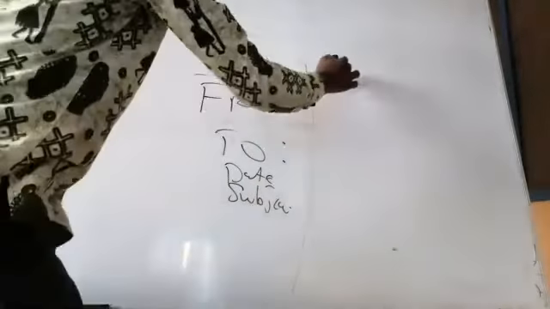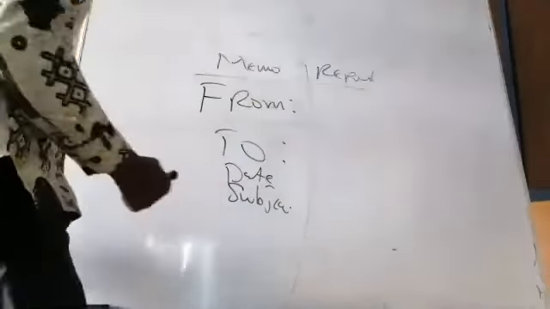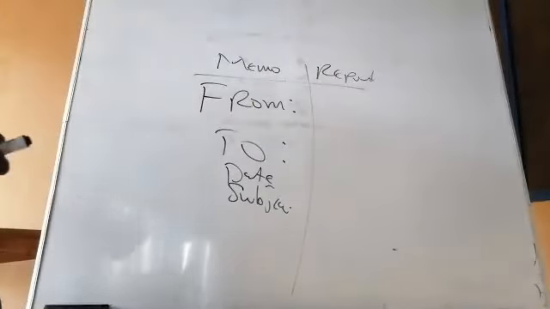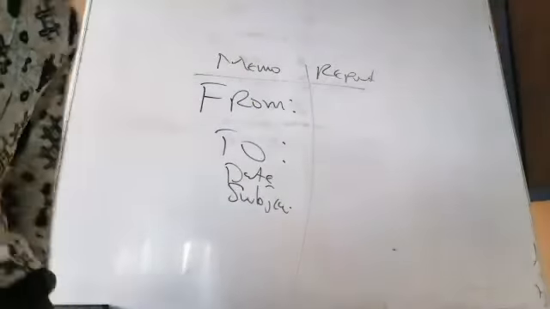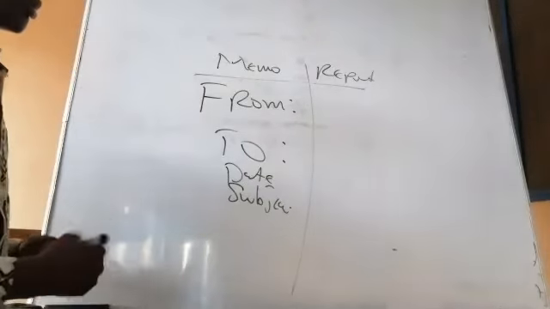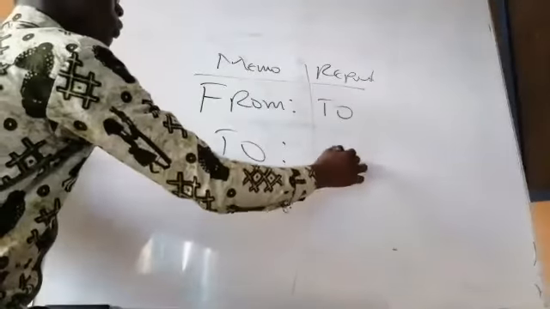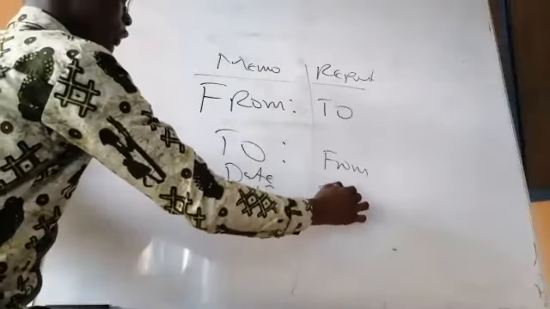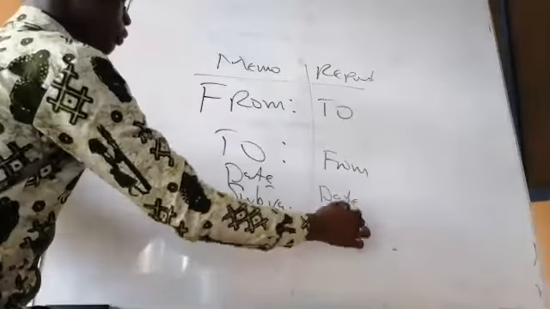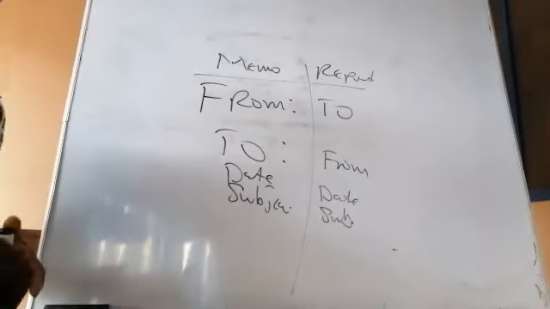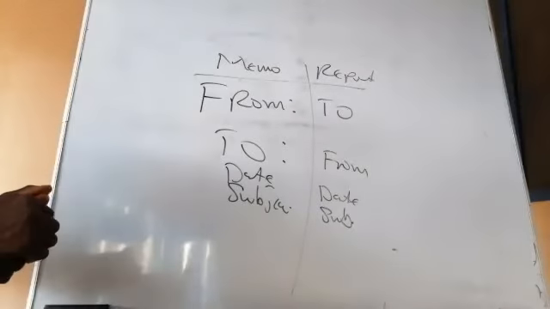Then what about a report? A report will be, in fact, just the first two sections. You just have to interchange them. You have your report address, then the two, still date, still subject. So that is the difference between report and memo.